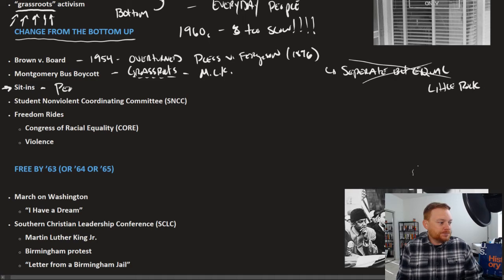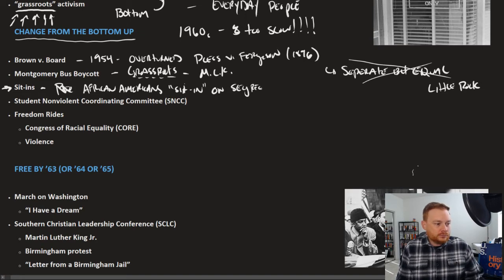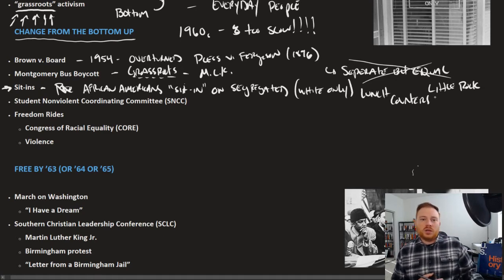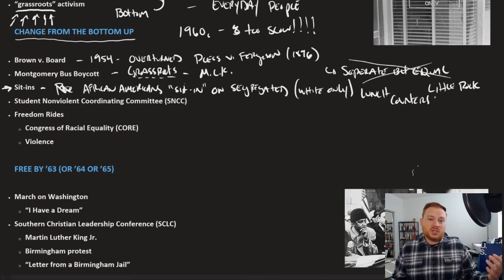This is where people, mostly African Americans, quote unquote, sit in on segregated, right? This would mean white only, lunch counters. And this started in the 1960s in North Carolina when four students sat at the all-white section of the lunch counter. And it sparked off a number of sit-ins that went across the country.